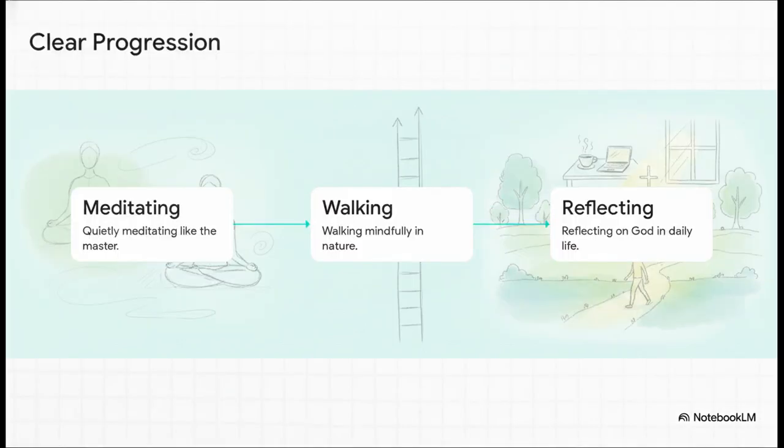And our source lays out the super clear 3-step progression. It proves that the spiritual mood established at sunrise is entirely portable. First, we see people quietly meditating, which directly mirrors the master. Then, step 2 gets a bit more active, walking mindfully in nature. And finally, step 3 is the ultimate integration, reflecting on God throughout our daily lives. It's something you are encouraged to carry with you long after you've looked away from the screen.